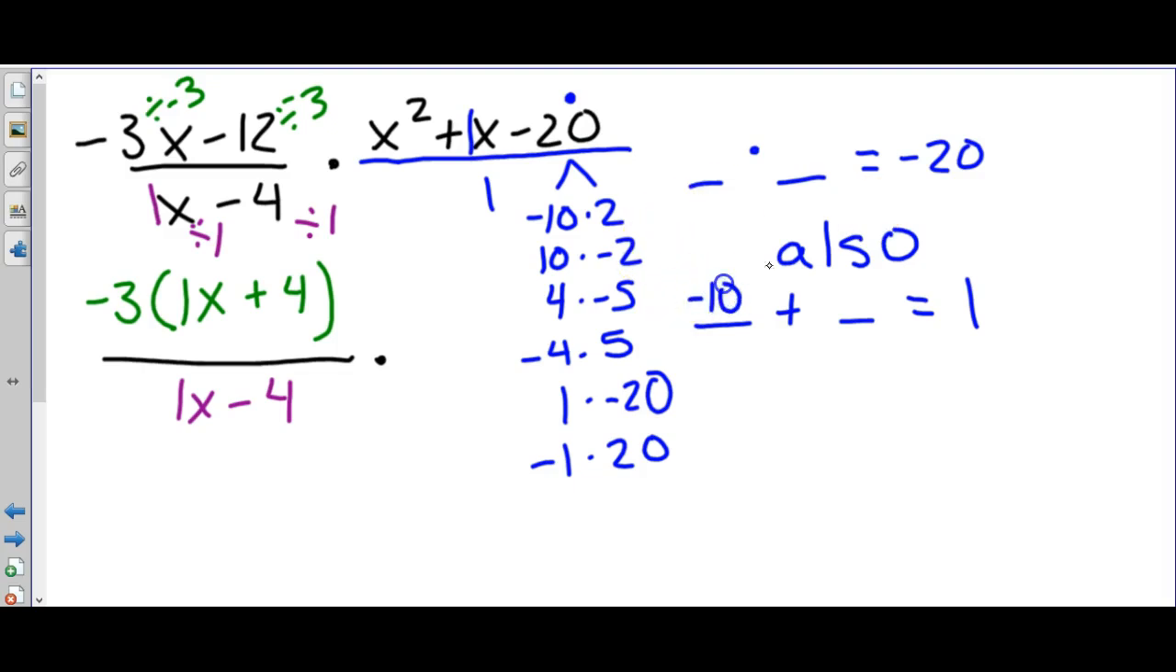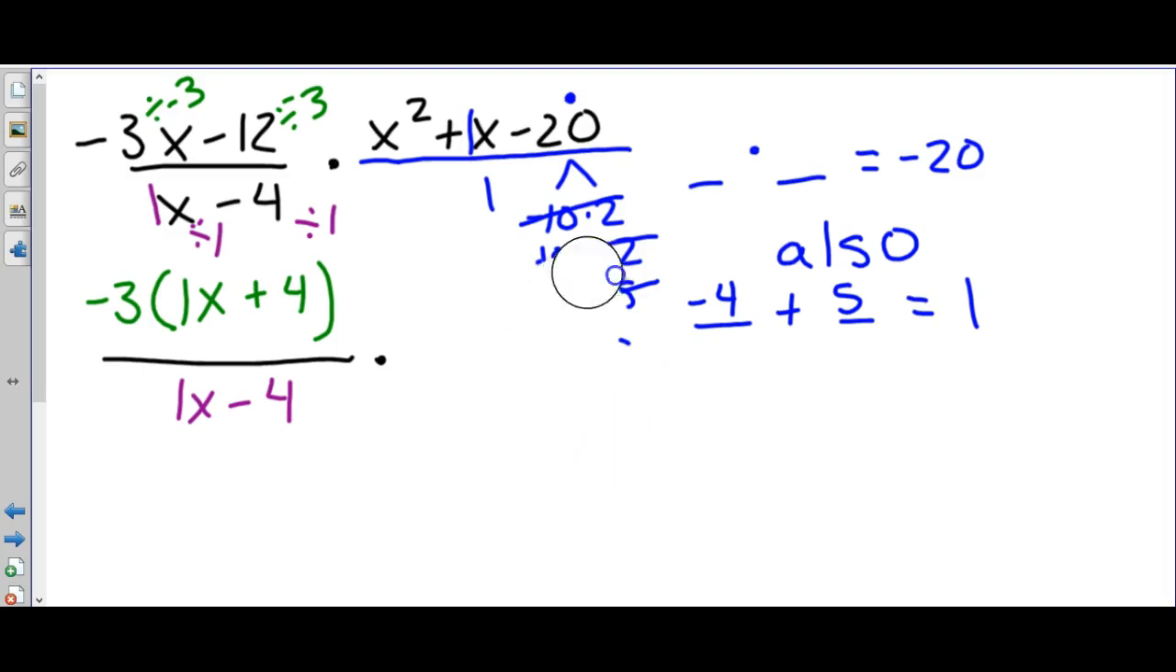So if I check negative 10 plus 2, does that equal positive 1? It does not. That equals negative 8, so that is not the correct numbers. This is off our list. 10 times negative 2. We check 10 plus negative 2 is positive 8, not 1, so that doesn't work. 4 plus negative 5. This one's getting closer. 4 plus negative 5 is negative 1. We just need it to be positive 1. So again, sign does matter. That one didn't quite work, but it was pretty close. And negative 4 plus 5, that equals positive 1.